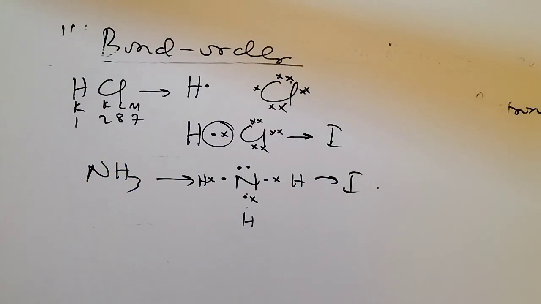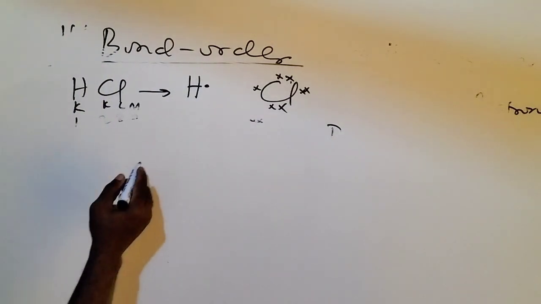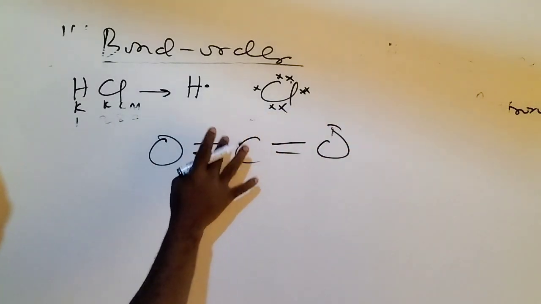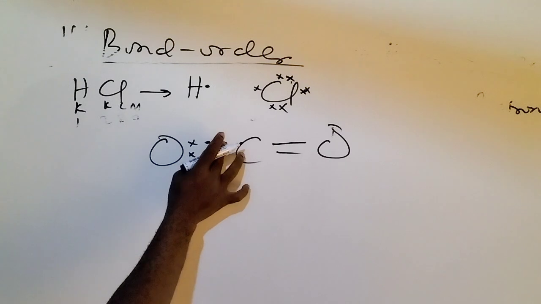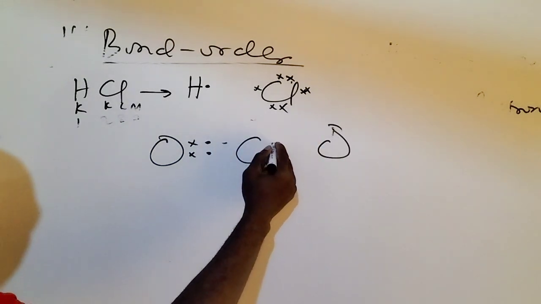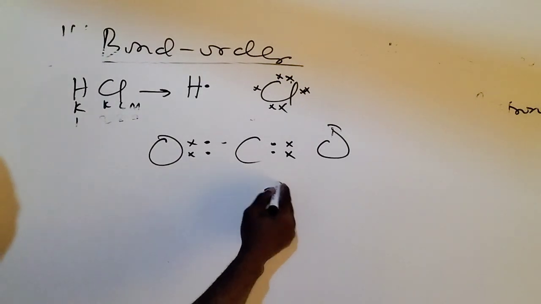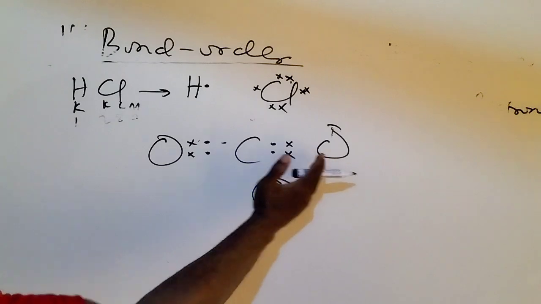What of CO2? The bonding in CO2 is something of this nature. Double bond here, double bond here. This double bond means 2 pairs are shared here, 2 from oxygen and 2 from carbon. So what is the bond order of CO2? The bond order of CO2 is 2, because these 2 pairs are not concentrated at one place. They are in different points.